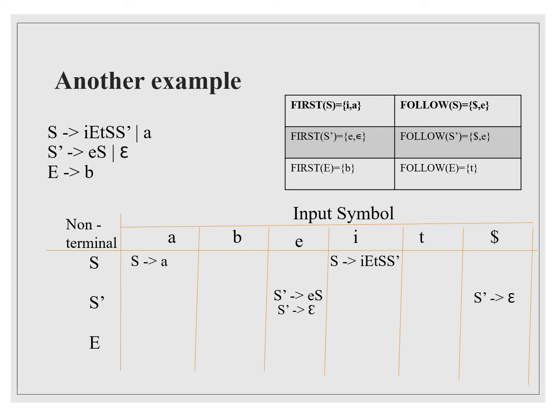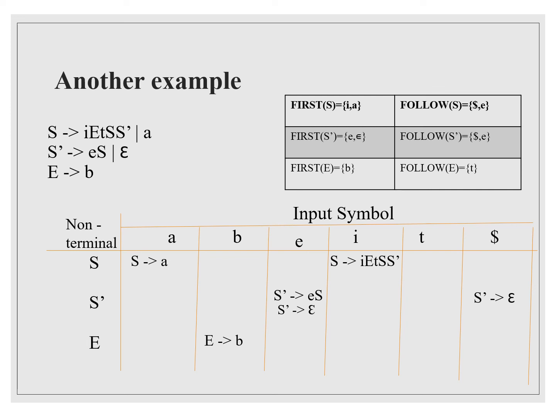Now what about E derives b? The production rule E derives b can be placed in the column entry b. The question is, we have to construct a parsing table for the given grammar. Listen carefully. The grammar is given and we construct a parsing table. The main question is whether the grammar is LL1. This we have to check.